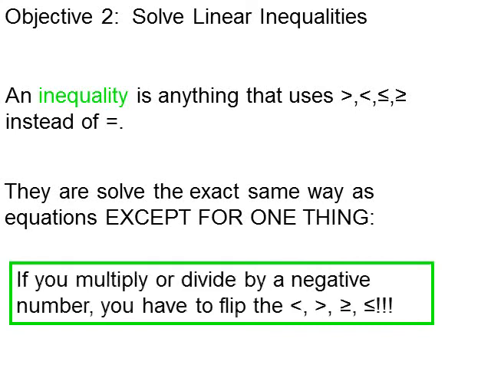When you multiply or divide by a negative number, you have to reverse the sign. You have to flip the sign. Less than becomes greater than, less than or equal to becomes greater than or equal to, and vice versa for both of those.